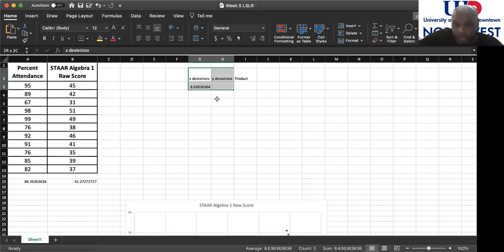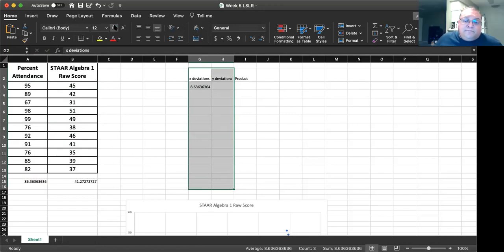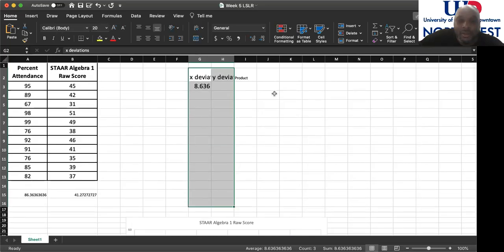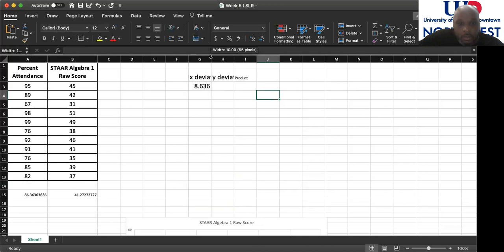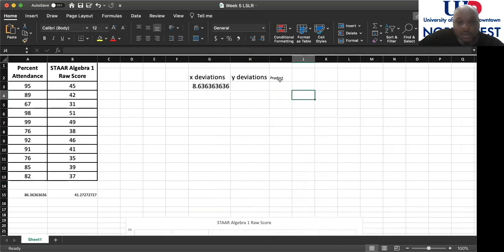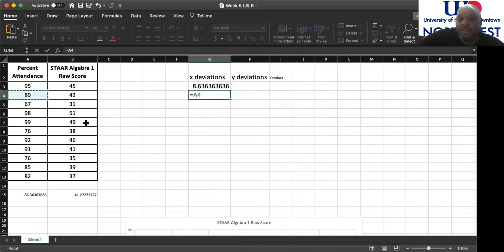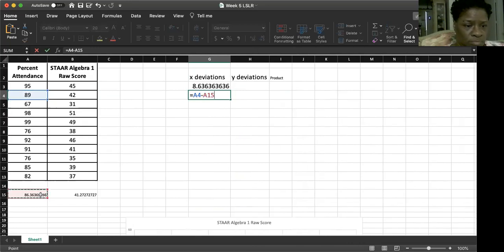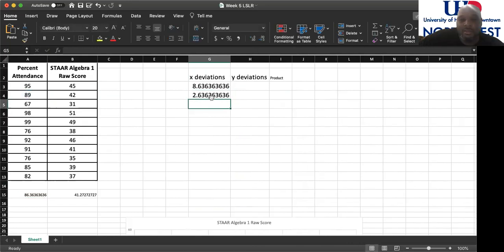Make this bigger. All right, so it made it a little bigger there. Should make the product bigger too. So this first deviation, 95, is 8 percentage points above the mean. That's what this says, or almost 9 percentage points above the mean. The next one, how would I calculate that? Take this value 89 and subtract that from the mean. And I get this. The next one, I would do the exact same thing.